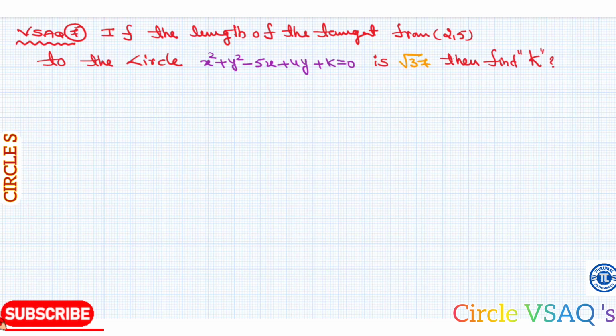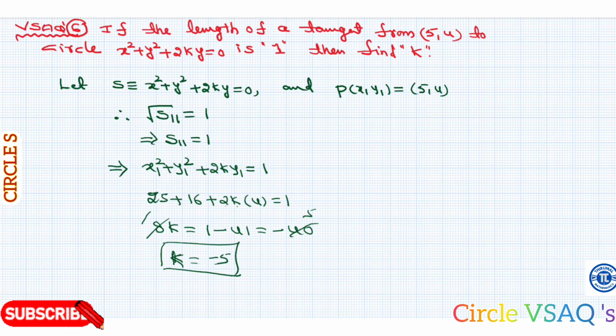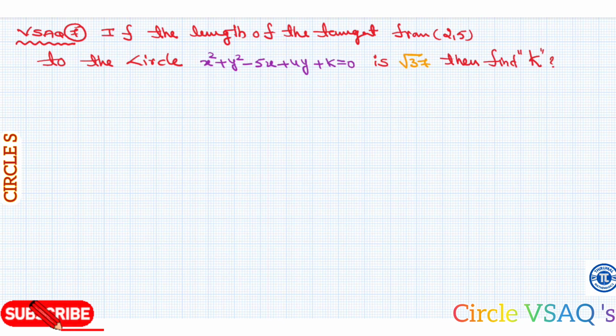Question number 7. If the length of the tangent from point (2, 5) to the circle x² + y² − 5x + 4y + k = 0 is root 37, find k. Most important question. Okay, similar to the sixth one. Now start the solution.